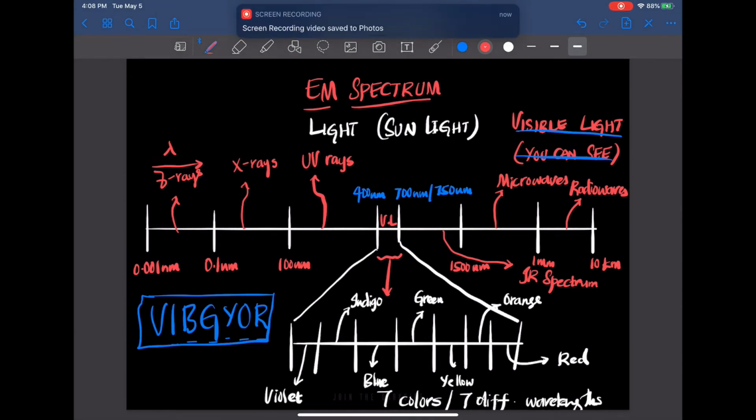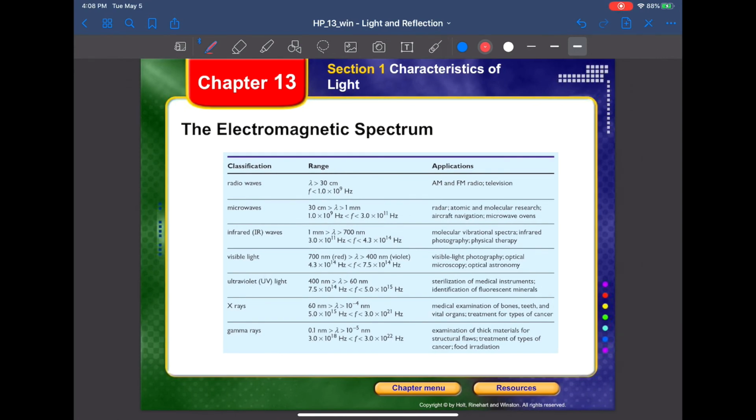So now let's look at each of these waves and understand how to classify them, what their uses are, and what the range of their wavelengths and frequency is. When you take the entire electromagnetic spectrum, let's start from the top with radio waves. Radio waves generally have wavelengths greater than 30 centimeters. They form the AM and FM radio, and most of the television that you generally see comes from radio waves. The big antennas on the top of your house are basically receiving radio waves from satellites or from other beaming stations.